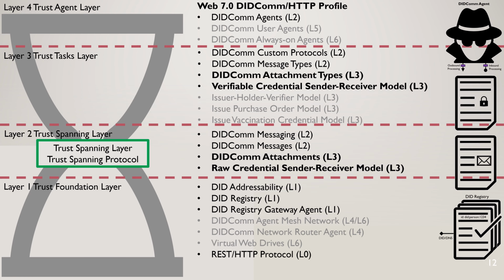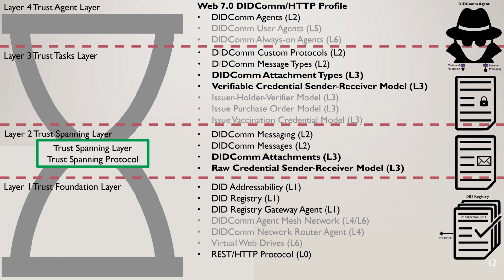If we remind ourselves how that maps onto the Web 7.0 trust spanning layer framework, the bold items in layer 2 and layer 3 are the ones directly involved with this. Anything in black are the supporting layers in layer 0, layer 1, and layer 2 of the DIDCOMM-ARM. The gray ones represent higher level functionality that isn't part of the DIDCOMM-ARM layer 3.